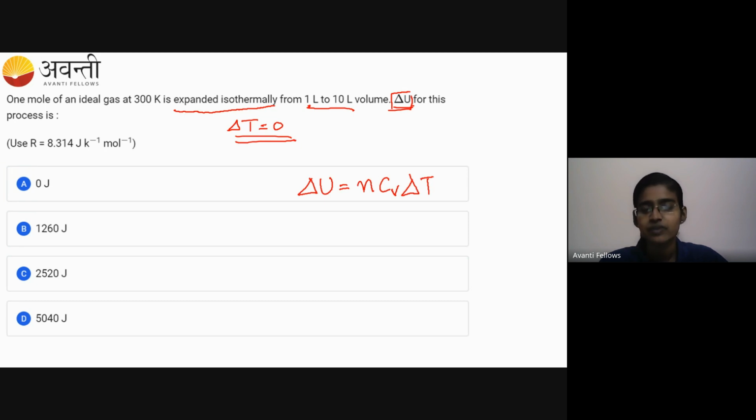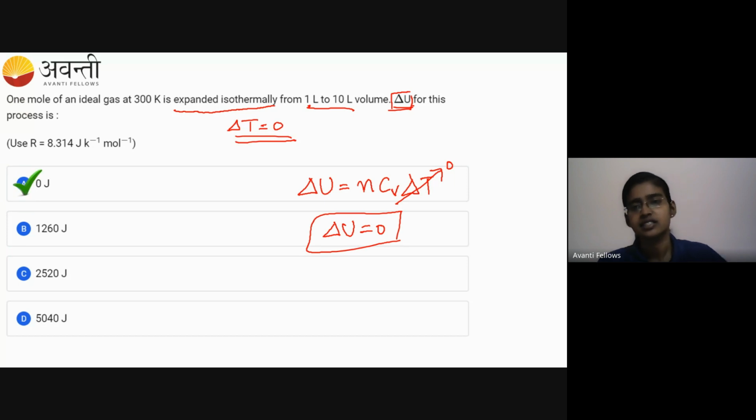Very good, Valmiki. Your answer is correct. Option A is the correct answer. Let me discuss so that others also can understand it. So delta T goes to 0. So 0 into anything is 0, right? So delta U is equal to 0. So option A is the correct answer.